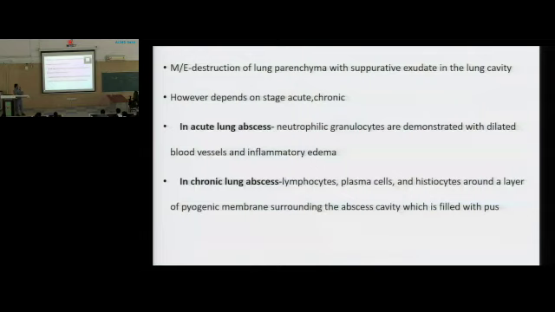If you see the microscopic examination, there will be destruction of the lung parenchyma with suppurative exudates in the lung. However, it depends on the stage, either acute or chronic. In acute lung abscess, there will be neutrophilic granulocytes, along with dilated blood vessels and inflammatory cell edema. In chronic lung abscess, there will be presence of lymphocytes, plasma cells, and histiocytes. All these cells demarcate the chronicity. There will be lymphocytes, plasma cells, and histiocytes around the layer of pyogenic membrane surrounding the abscess.